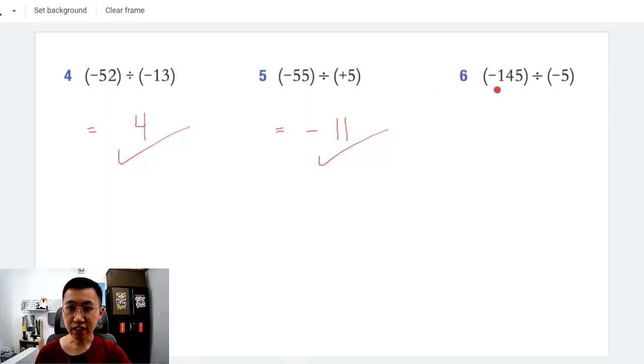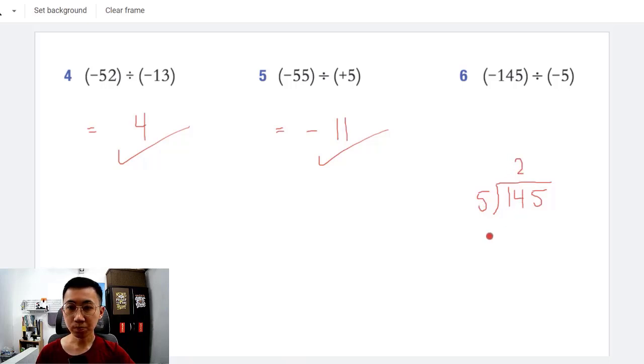Alright, last question, yeah. So negative 145 divided by negative 5. Okay, since the numbers are quite large, I will have to do it manually. Let's do that right now. Okay, divided by a 5. So make sure the 5 is outside, okay? Now, ignore the signs first. So you take note, I did not write any negative sign. Ignore them first. Alright, so how many times 5 will get you near to 14?